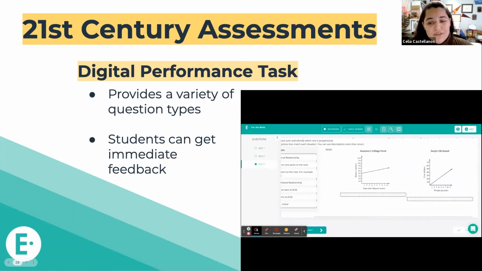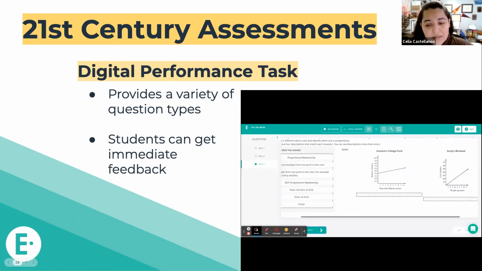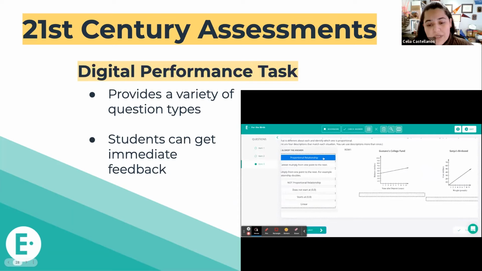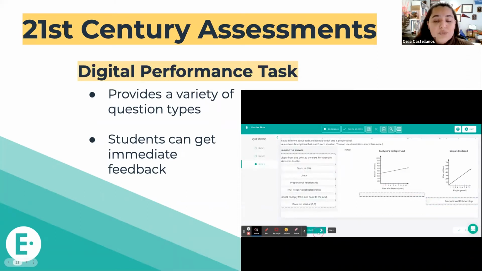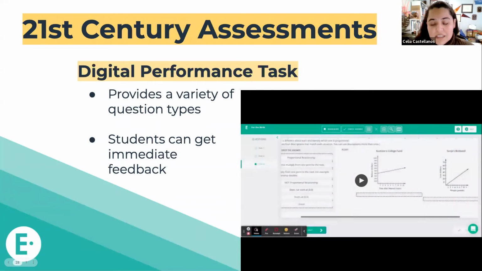Here's another example of the drag and drop that Melissa was talking about. This one is at a 7th grade level where students are identifying which statements hold true for each type of graph in order to see which one is a proportional relationship and which one is not, and to see if they are understanding that. So it really allows for that immediate feedback for students and also to check students' understanding with more than just a multiple choice question. Can we go to the next slide?